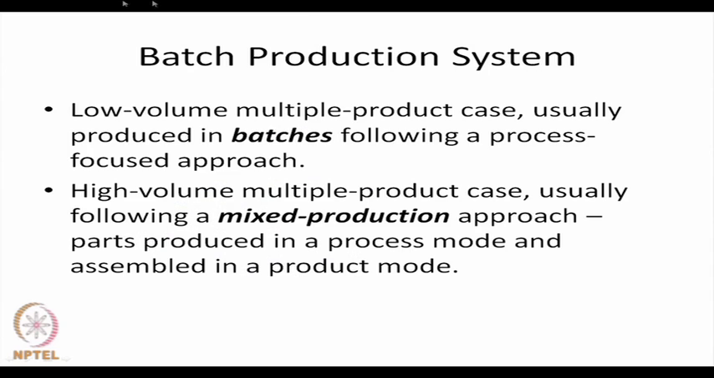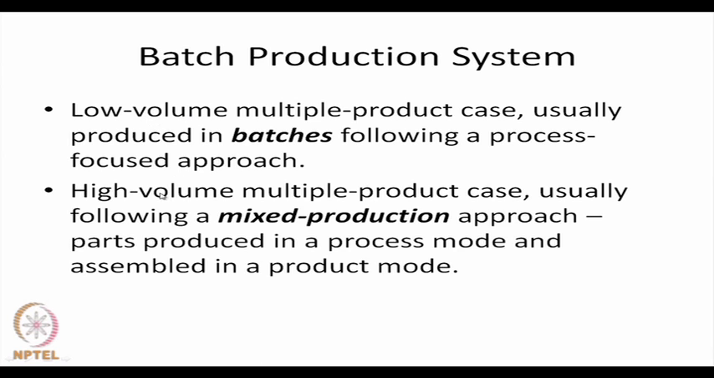Thus, the production machines must be geared up or set up to produce 100 refrigerators of capacity C1 to start with, and then the setup must be changed to produce refrigerators of capacity C2. This is normally the case when there are multiple products of similar nature and they are of low volume.